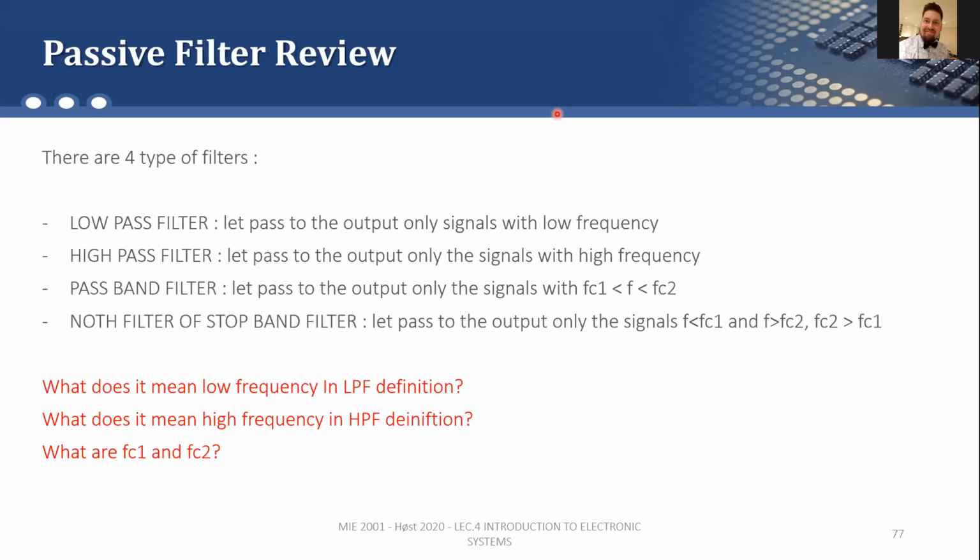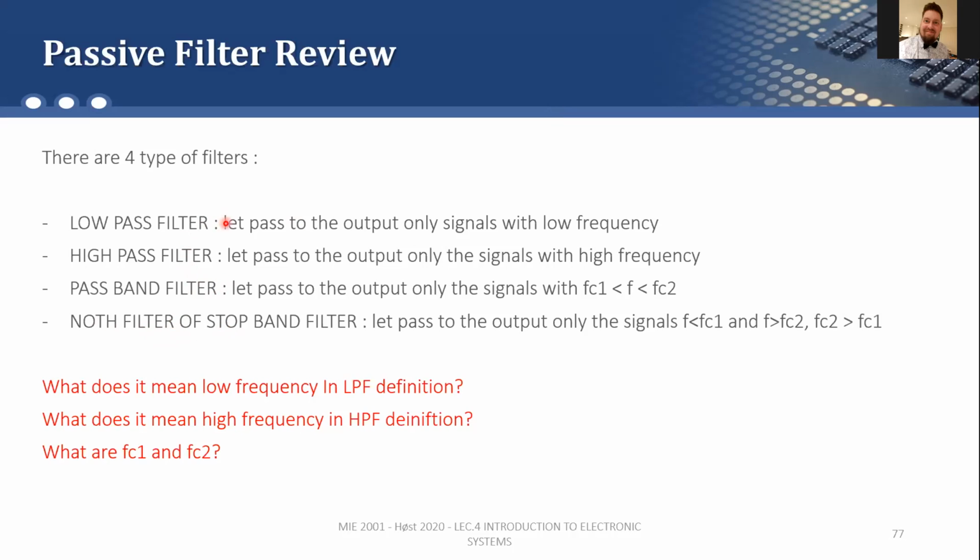But for the moment, I would like to summarize the fact that there are 4 types of filters. Maybe you have seen 3 at the moment. The first is the low pass filter. Then we have a high pass filter. We have a pass band filter, and we have a notch filter, N-O-T-C-H, which is also called a stop band filter. Here I wrote it wrong, so I have to fix it.